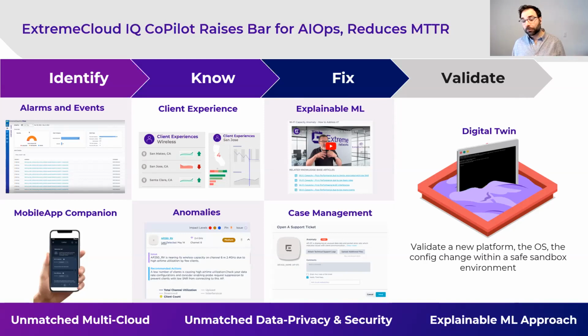And CoPilot also includes access to digital twins. So these are cloud-run instances of your Switch Engine or Fabric Engine switches on which you can test config changes, you can test migrations or updates and upgrades before you deploy them on a live network.